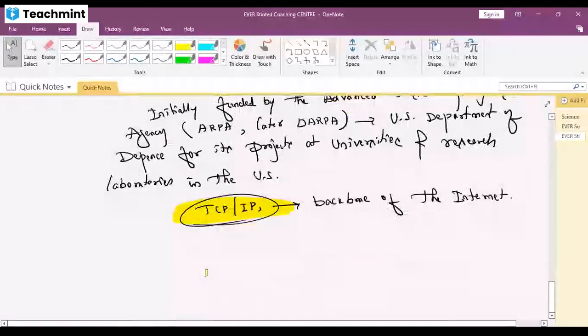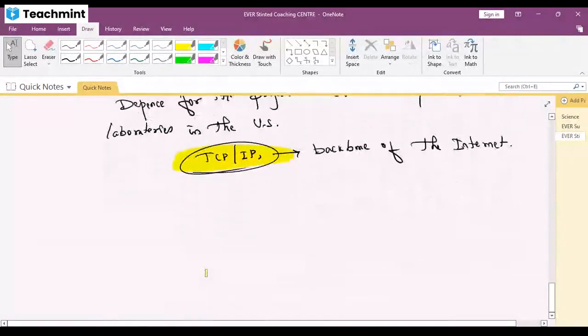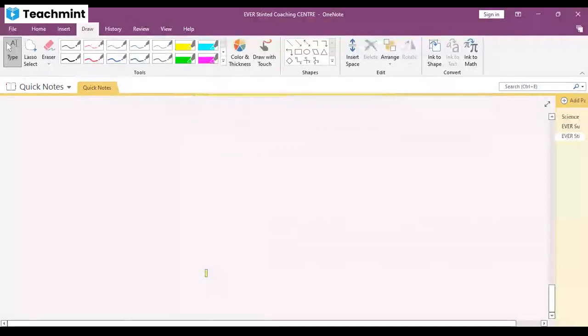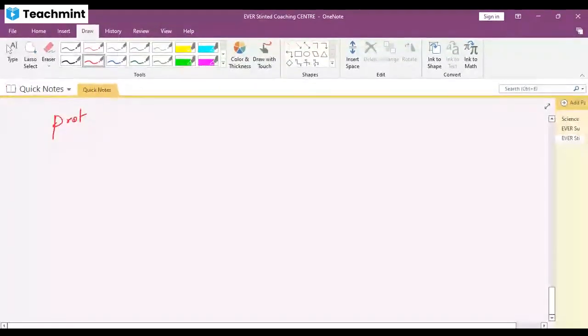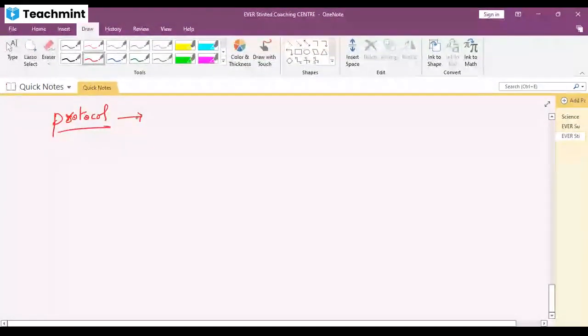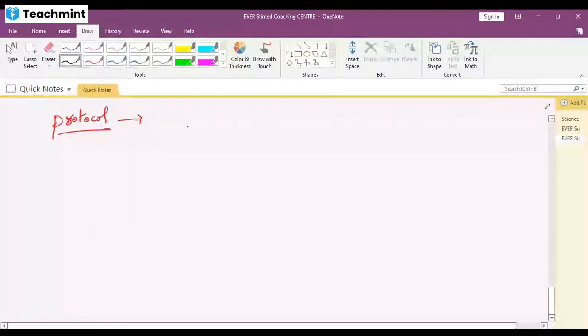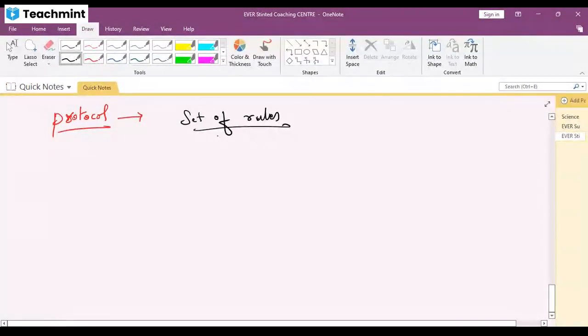Okay, next, for one more question, they may ask you, define protocol. It's one more important question. Define protocol. What do you mean by protocol? It is a set of rules designed for successful data communication. You have to follow step 1, step 2, step 3. Understood? It is a set of rules designed for successful data communication. That is called protocol.